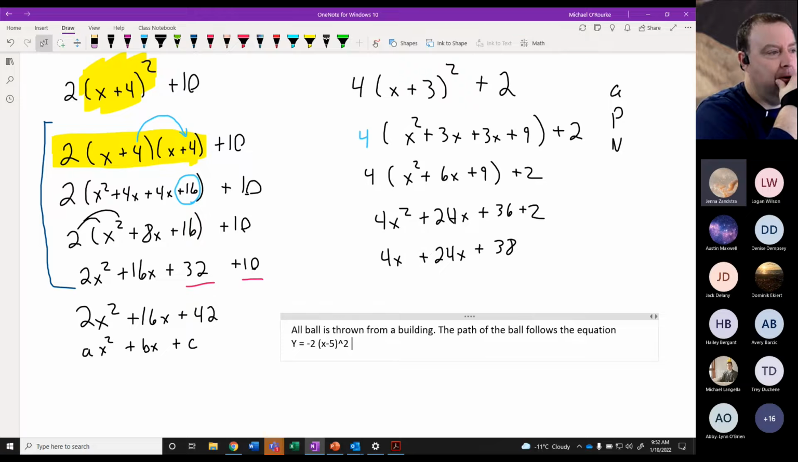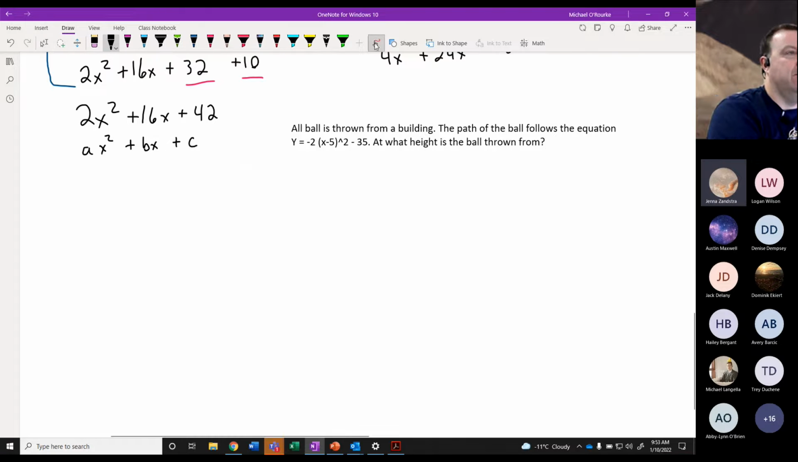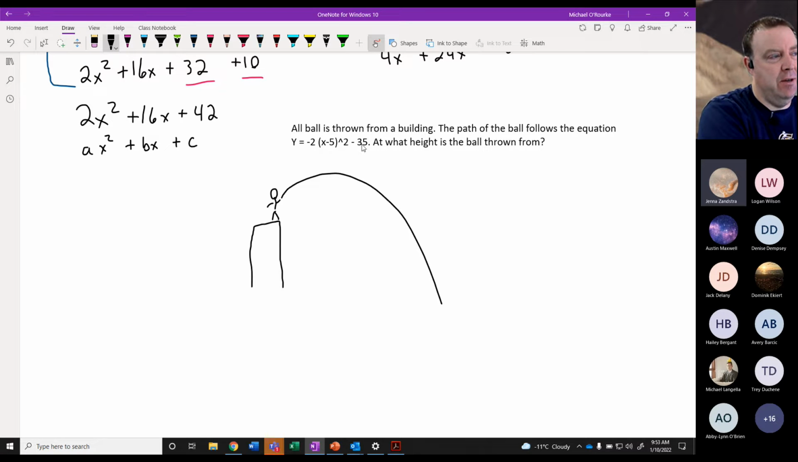You may have a question like this. So a ball is thrown from a building. So if we were to sketch this out real quick, here's a person throwing a ball. The path of the ball follows the equation as such. At what height is the ball thrown from? So this here gives us our vertex, right? So if we took a look at this vertex, that should be a plus. That would be 5, 35 is my vertex, right?